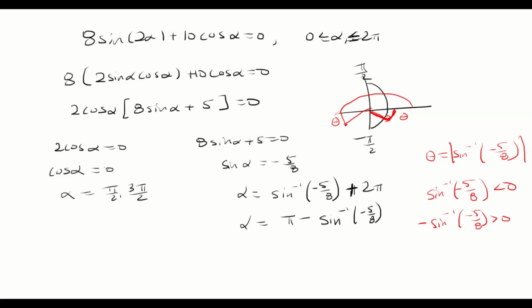So these four are going to be our answer, and if we want to write this in terms of decimals, we're going to get alpha is 1.57, 4.71, 5.61, 3.82. That's going to be the final answer.